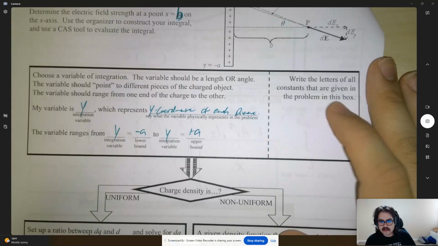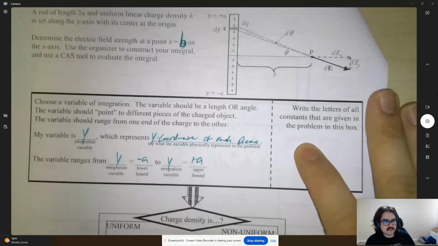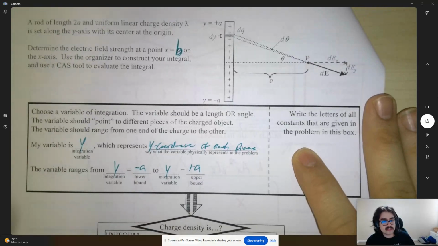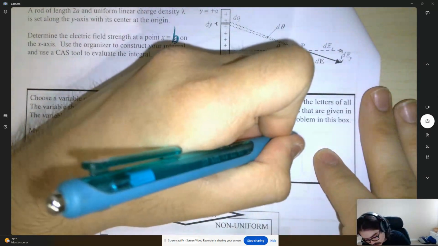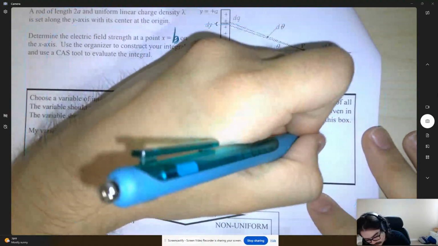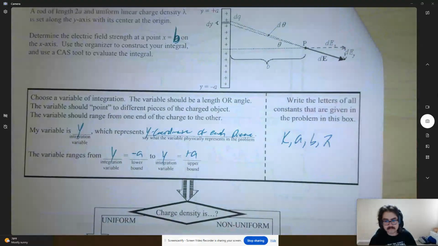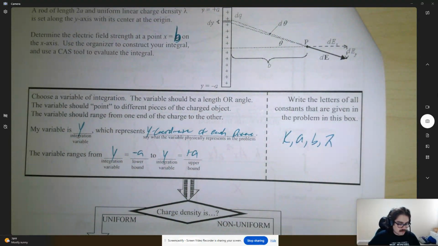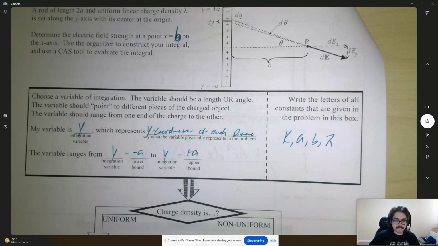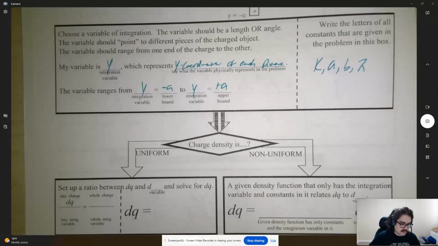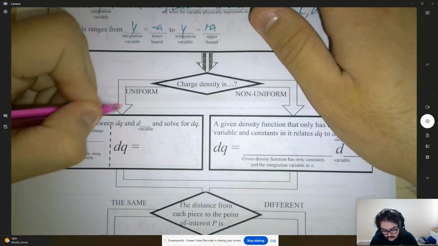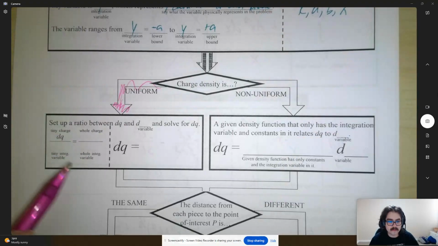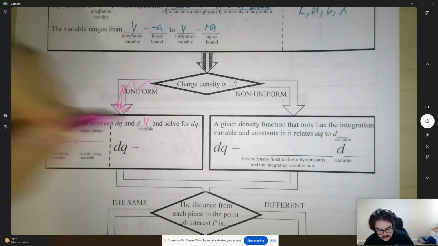Write the letters of all constants that are given in the problem. It doesn't actually give us our list of variables here. So we're going to use k, there's just constant a, we're going to use b, and we're going to use lambda. Those are going to be the ones that we stick with. Charge density in this case is uniform. So we're going to go with the uniform path, thankfully, because the uniform path is a little bit easier to do. We're doing dy.